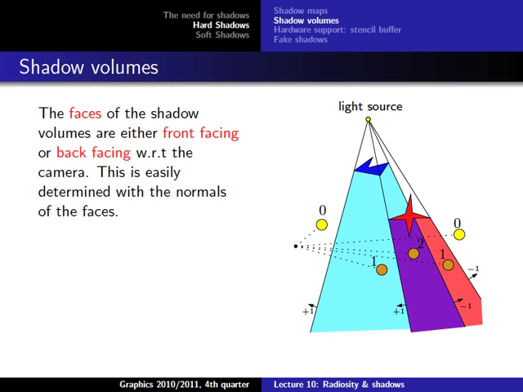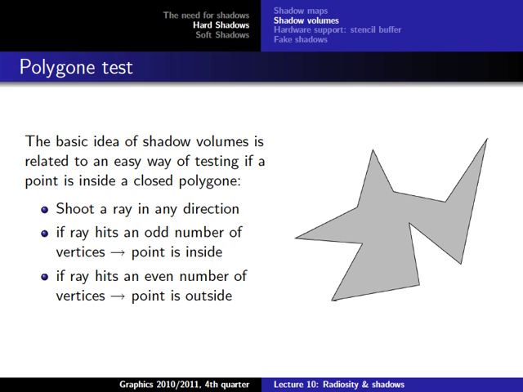Remember we had this with backface culling, the same when we looked at the back or at the front of a polygon, and in this case we're looking at the front or the back of the face of this silhouette of this shadow volume. And the idea now how to calculate the shadow is actually pretty similar to this very simple polygon test when we want to test if a point is inside of a polygon. And the test is that we just take the point and shoot a ray in a random direction. So for example in this direction, and then we count how often it hits one of the vertices of the polygon. If this is an odd number, then the point is inside. If it is an even number, then it is outside.